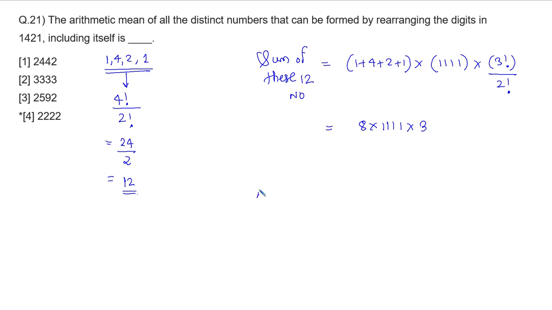So the average is going to be how much? Average is equal to sum divided by number of terms. Sum is 8 into 1111 into 3 divided by 12. So this is 3 4 za and 4 2 za. The average is going to be 2222.